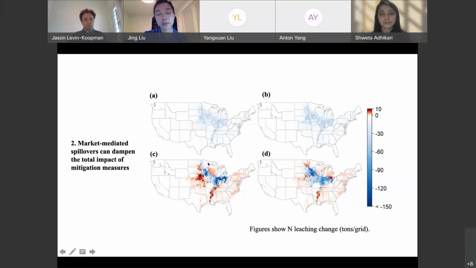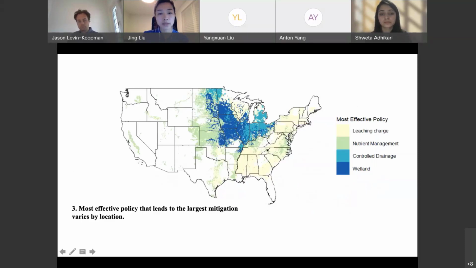Because we know the grid-specific reduction in each of these individual policies, by comparing them, we can find the practice that gives the largest amount of mitigation and call it the most effective single policy among the four. And then we draw this map showing what it could be if the policy could be adopted at the grid level. So in the corn belt, it's mainly controlled drainage or wetland restoration, but on the edge, it could be nutrient management on the western side and the leaching tax on the eastern side.